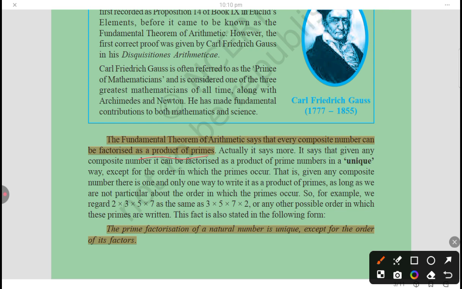That is, given any composite number, there is one and only one way to write it as a product of primes, as long as we are not particular about the order in which the primes occur. So, for example, we regard 2 multiply 3 multiply 5 multiply 7 the same as 3 multiply 5 multiply 7 multiply 2, or any other possible order in which these primes can be written. This fact is also stated in the following form: the prime factorization of a natural number is unique except for the order of its factors.